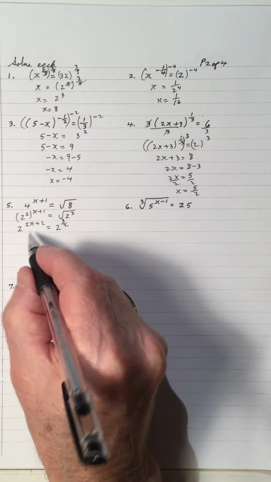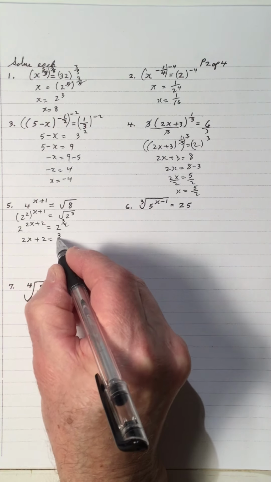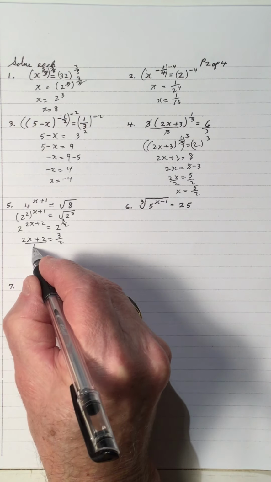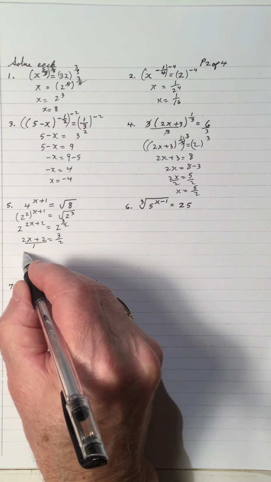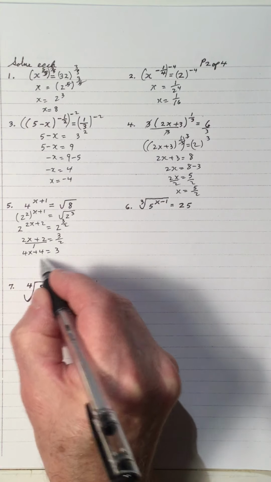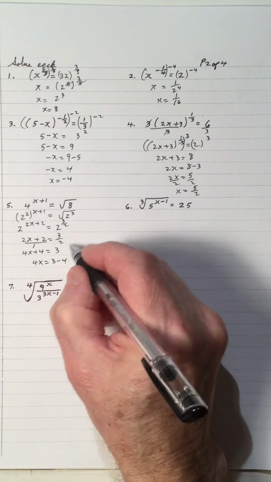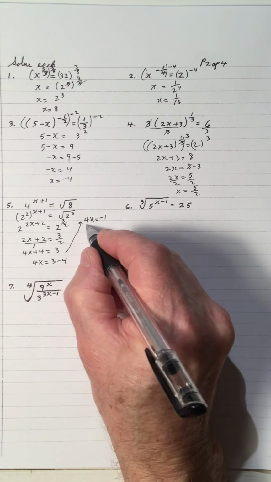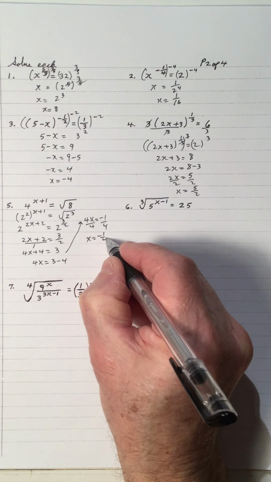Because they're the same bases, then 2x plus 2 equals 3 over 2. So we put this over 1 and cross multiply. So 2 times 2x plus 2 is 4x plus 4 equals 3. 4x equals 3 minus 4. 4x equals -1. Divide by 4. x is -1/4.